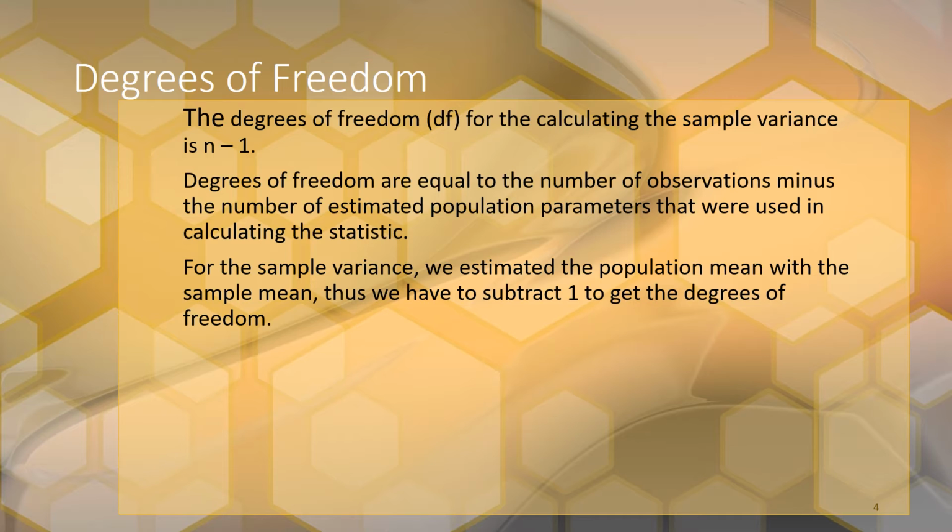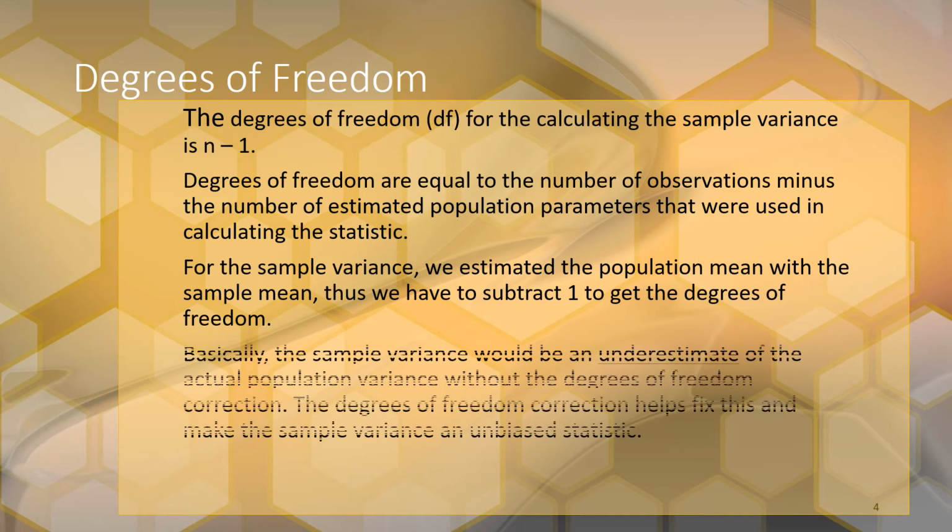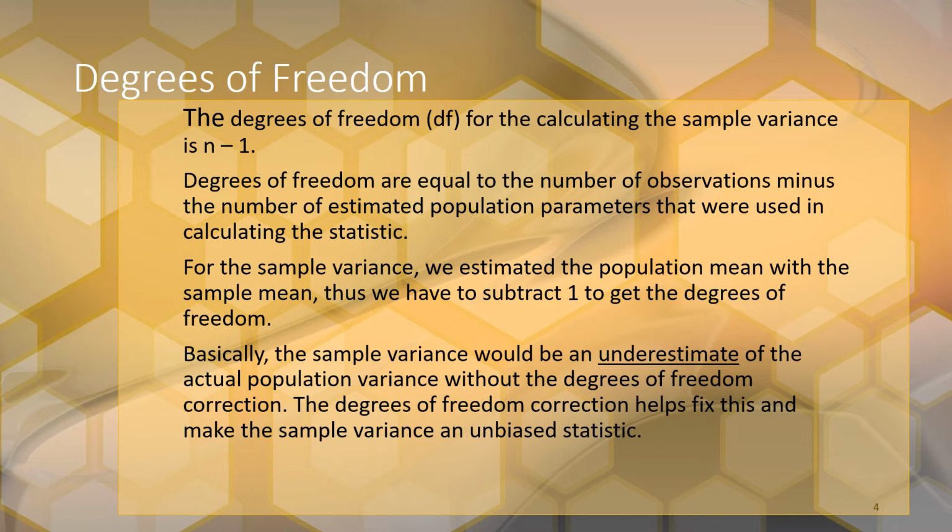So we had one population parameter, which was the population mean that we estimated. We estimated it with the sample mean. So since we had 1, we have to subtract this 1 from the sample size. Basically, we do this because the sample variance would be an underestimate of the actual population variance without the degrees of freedom correction. The degrees of freedom correction helps fix this and make the sample variance an unbiased statistic.